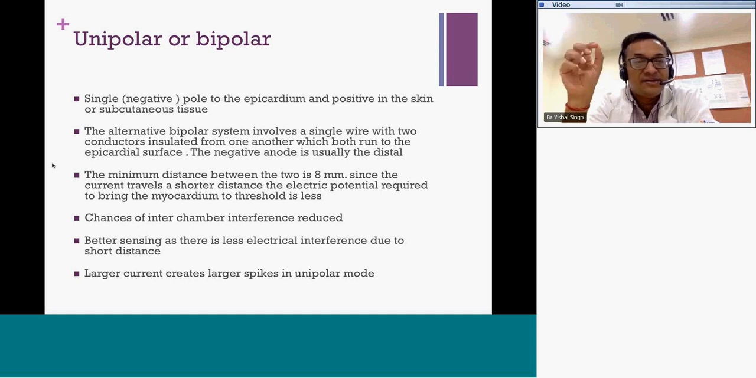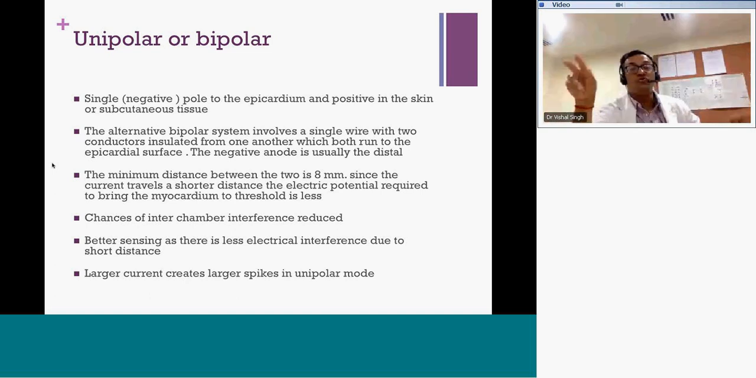There was a time when people used to put a single pacemaker wire, which was called a unipolar system. Single, which obviously goes to the epicardium, and then in that case, you used to use a positive in the skin or subcutaneous tissue. You need to complete the circuit. Otherwise, current will circulate in the body only. It has to come out. So there has to be a positive in the skin or subcutaneous tissue if you don't have a bipolar connectivity.